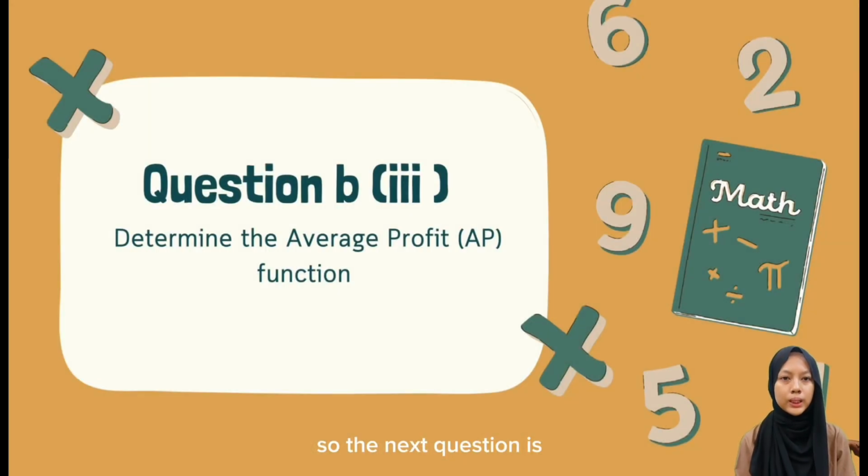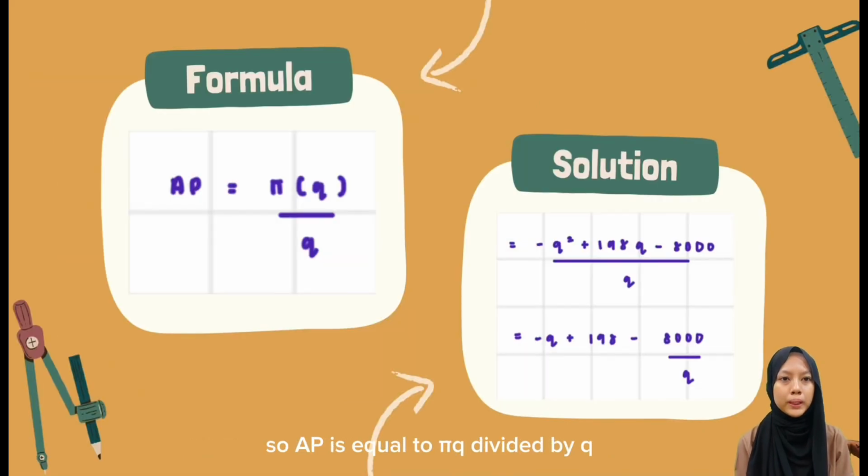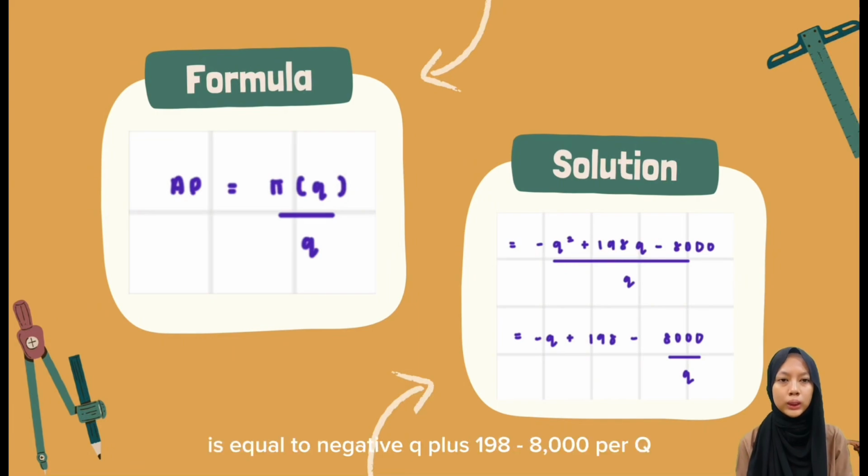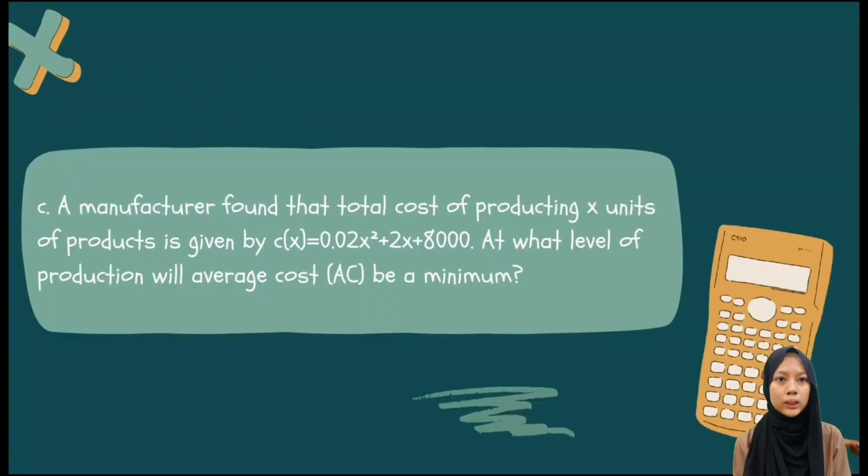So the next question is we need to determine the average profit function. So AP is equal to π(Q) divided by Q, where π(Q) is equal to negative Q² plus 198Q minus 8000. So we get the answer: negative Q plus 198 minus 8000 per Q. So the next question is question C.